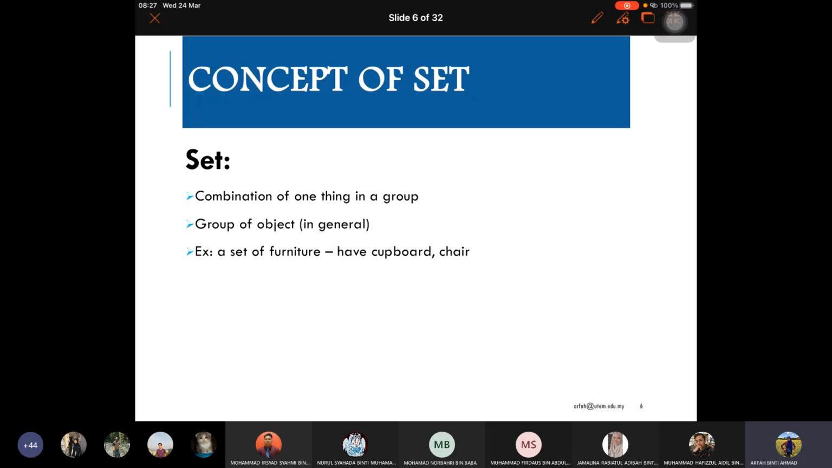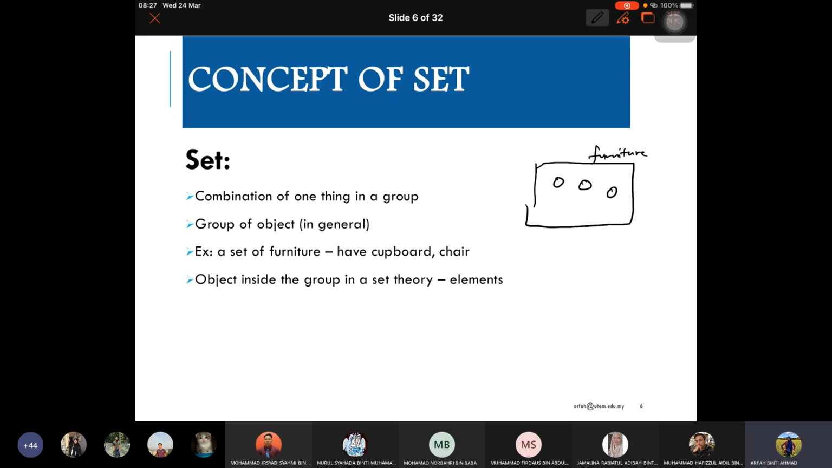So ini adalah dia punya Venn diagram, how we represent the set of elements. Okay. The set of objects. So object inside the group in a set theory, we call this an element. So ini adalah dia punya elements. And then set is actually a group of elements and it is normally represented by a capital letter. So selalunya kalau macam contoh tadi kita katakan set S. So selalu memang denote as S for the set of n objects.